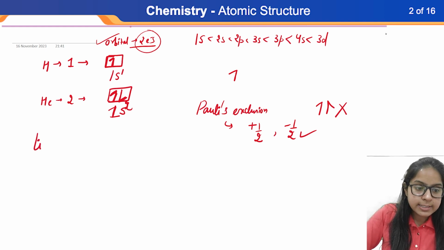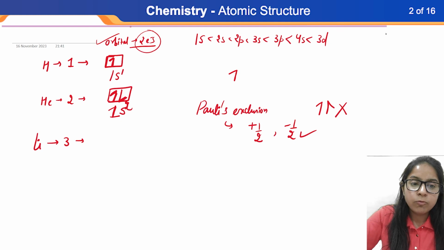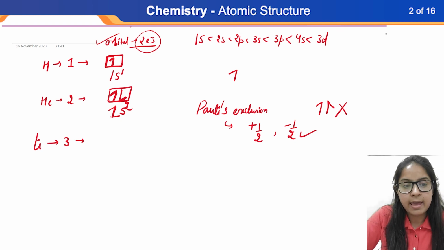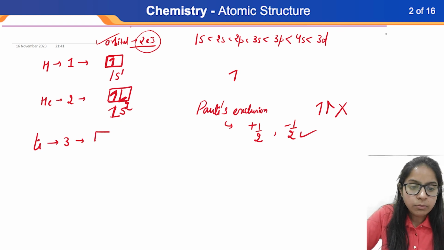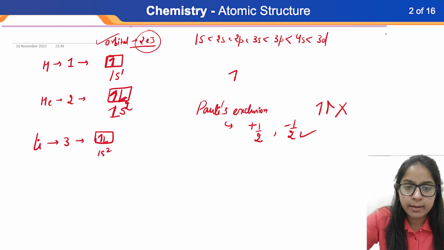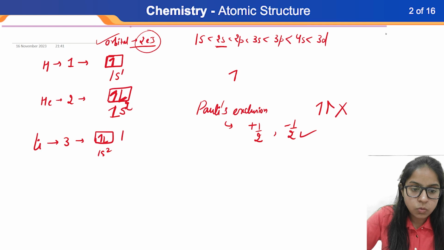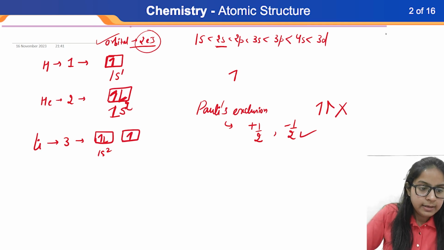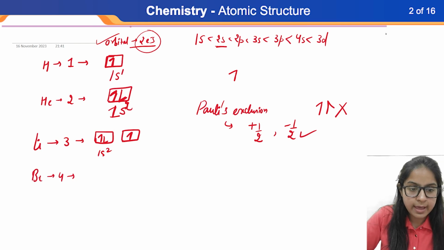Now the next one is lithium. Lithium is 3. Now this orbital has been completed. 1s2, 1s2. After that I need to put the electron in 2s. The next electron will be in 2s, lithium. After that beryllium. Beryllium is 4, and again we need to follow Pauli's exclusion principle, 1s2, 2s2.